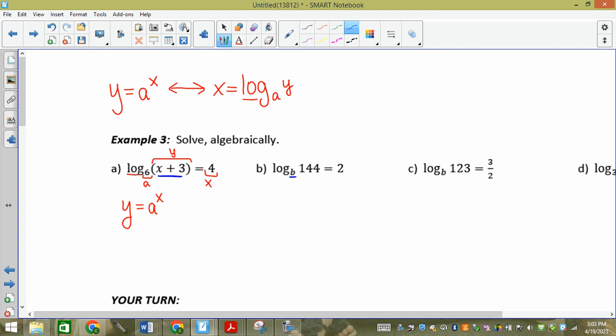Now, what is y in this case? x plus 3. And it equals a. What's a? 6. And what's x? 4. Can I now do this math? Is this math I can do? Yep. Is the x locked in anything that I can't do? No. So 6 to the power of 4 is a large number. It's 1,296. And then subtract 3.